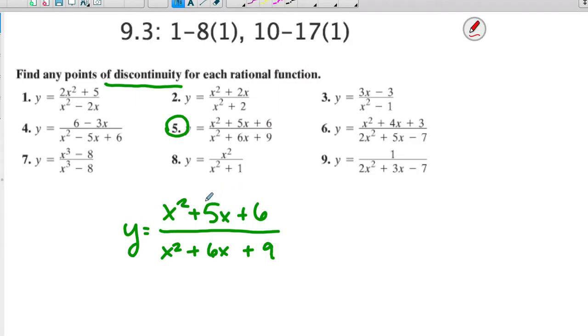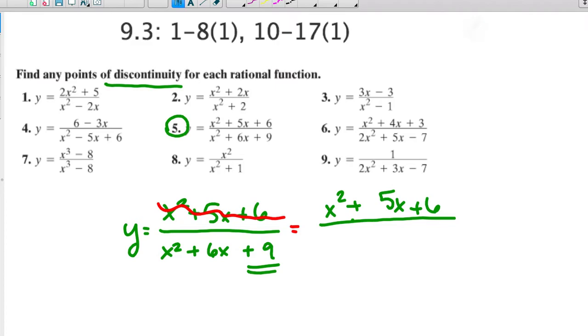Okay, so again, we don't care about this numerator because we're just looking for points of discontinuity. Points of discontinuity are located in the denominator. So we need to factor that denominator, and we have x squared plus 5x plus 6 all over, okay, values or factors of 9 that will give us a sum, in this case a sum of 6, and that would be 3. So then you have x plus 3 times x plus 3, right?